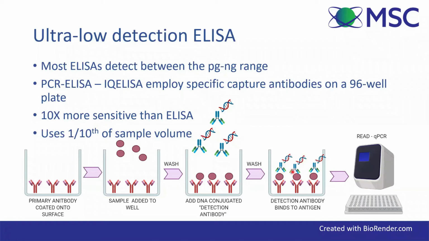So again, it's very similar to any other label like HRP or a fluorophore. It's just using DNA instead, but because you're doing that, you're making it much more sensitive. So it's something to keep in mind, especially if you've got A, very, very little sample, or B, you need something that's more sensitive.